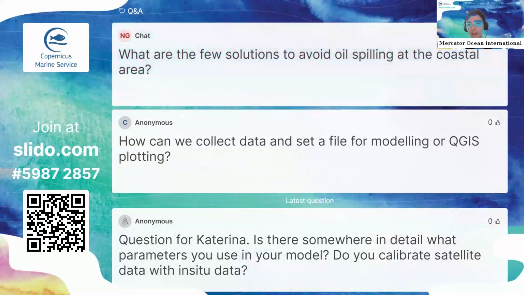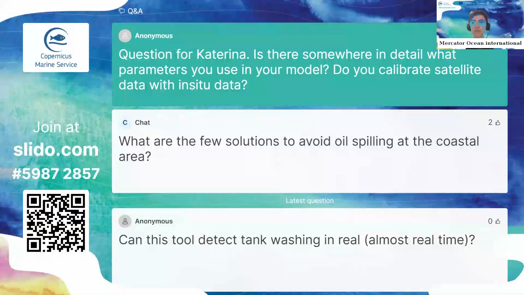Okay, we will have one last question. Someone is wondering if there is somewhere in detail what parameters you used. Yes. The parameters that we use from the Copernicus Marine Service are zonal and meridional velocities and sea surface height for initial and boundary conditions. For the coastal scales, we calibrate with in situ data, but for the larger coastal area of Crete, we calibrate with the Argo floats and with satellite data for temperature.